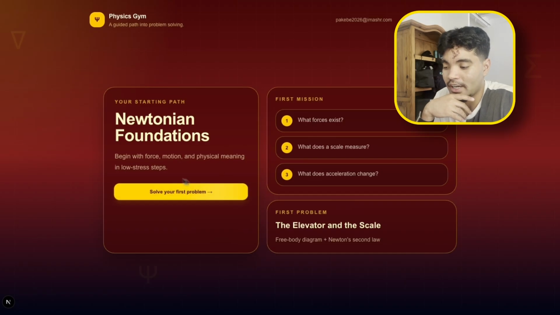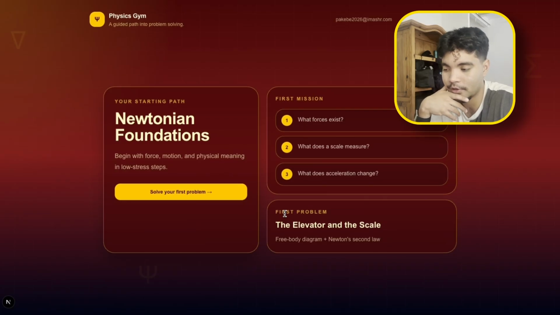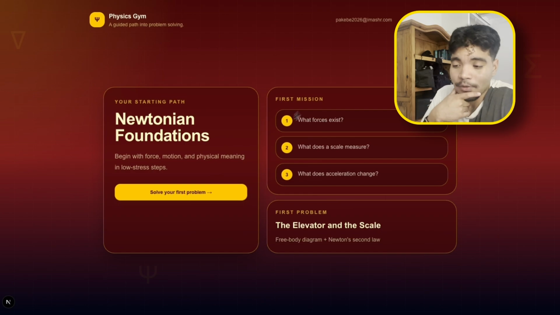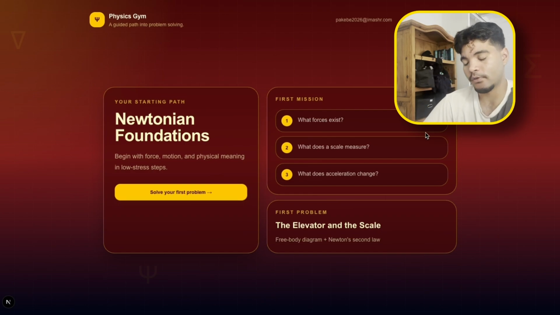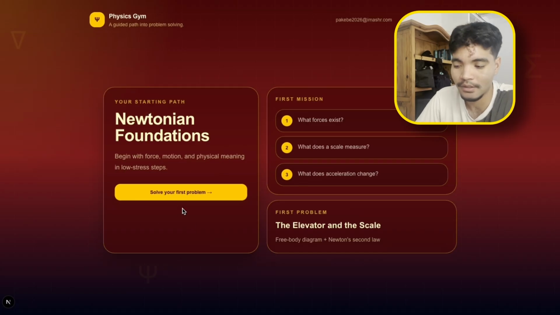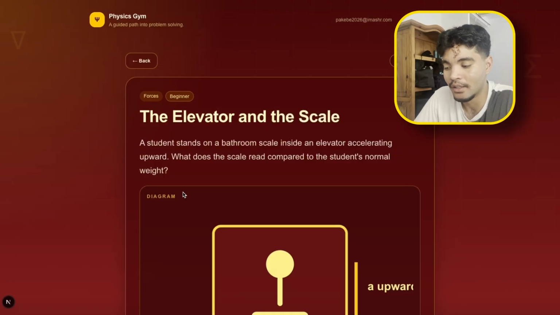Okay, so here on your dashboard: solve your first problem, your mission, what physics exists, what is a scale measure, what does acceleration change, and just a little intro to your first problem. I'm not too sure if this is exactly how I want it to look moving forward, but I definitely want this starting path section to exist and then just give you one button, and then just get started. So let's click it.